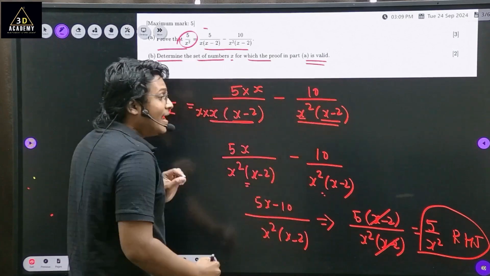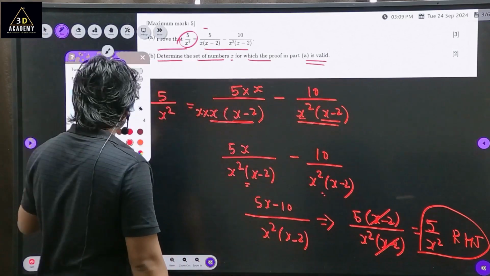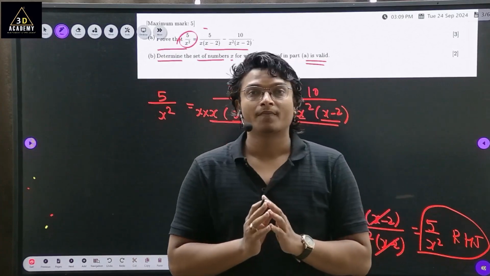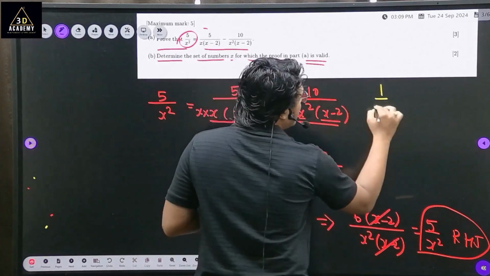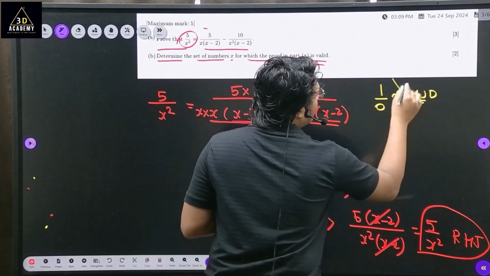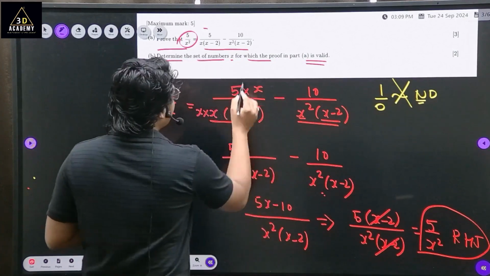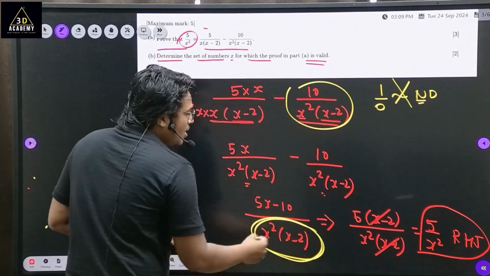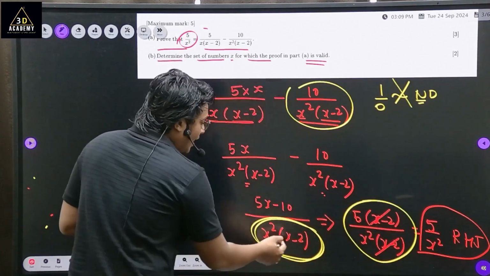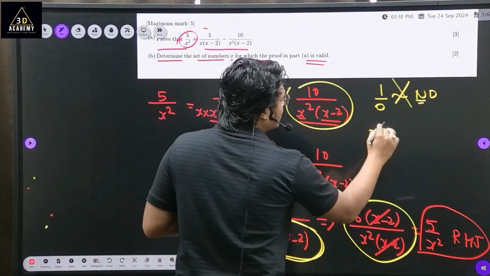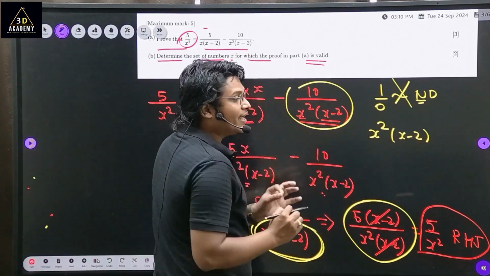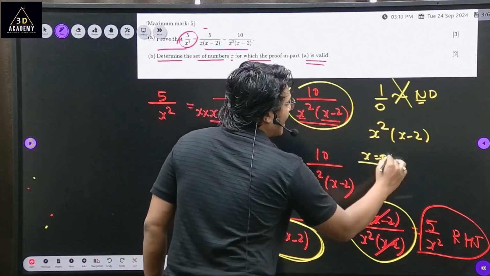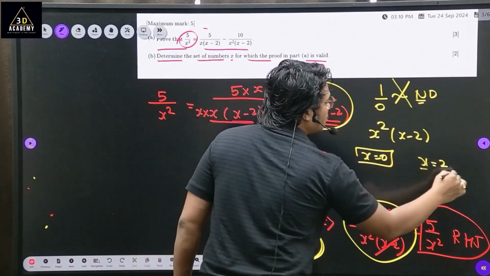Now the next question is asking, determine the set of numbers for x for which the proof in part A is valid. Now whenever the question is talking about validity, if you remember, we have learned one thing. In the denominator I can never take 0, because if the denominator becomes 0, my answer will be not defined. We won't do that. Correct? So in this question, whatever the right hand side is given, you reach till this step. In the denominator you are having two terms of x, that is x square into x minus 2. So you will check for what values of x this answer will become 0. If you put the value of x as 0, the answer will come 0. If you put the value of x equal to 2, the answer will become 0.